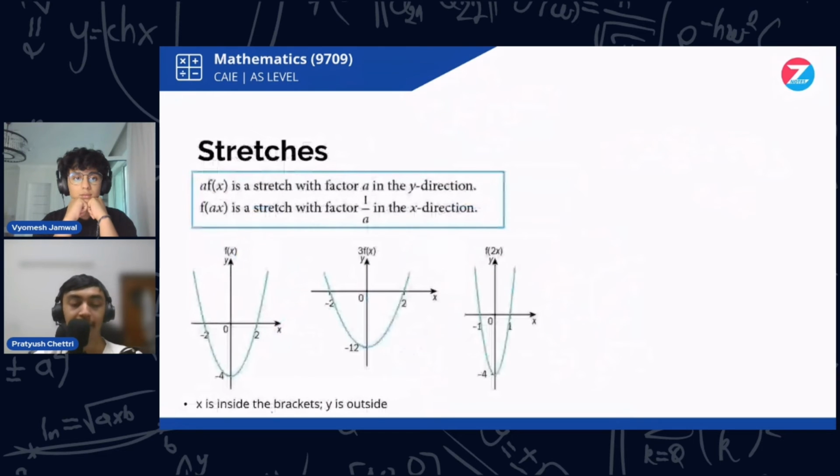Stretches are actually very similar to translations, but they're multiplication instead of addition and subtraction. Multiplication and division. So if you look here, we have a curve f of x. We multiply it outside, multiply the y by 3. It's going to turn the y 3 times taller.